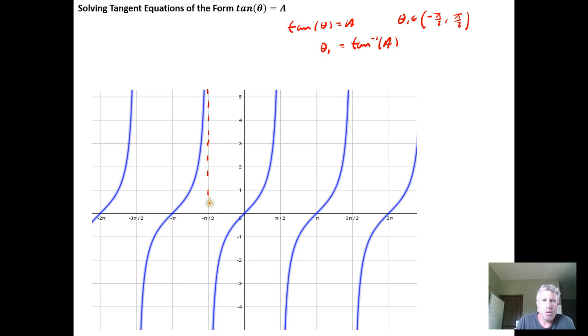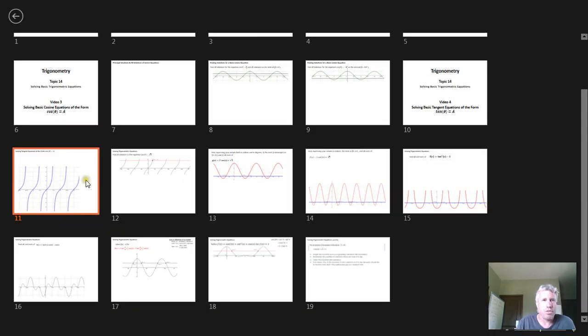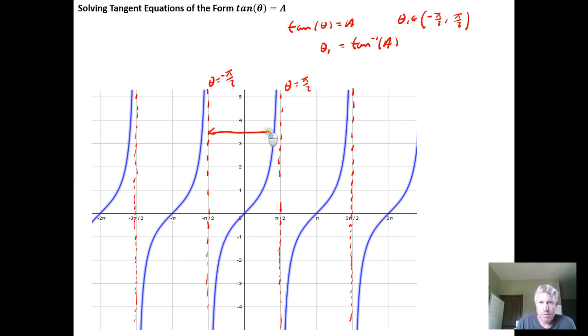In other words, it's going to give us an angle that's between these two vertical asymptotes of the tangent function: theta equals pi over 2, and theta equals negative pi over 2. An angle somewhere in here. The key to remember with the tangent function is that the distance between any two vertical asymptotes is only pi radians, or 180 degrees. So the period of the tangent function is half that of the sine and the cosine function. This distance right here is only pi radians, or 180 degrees.